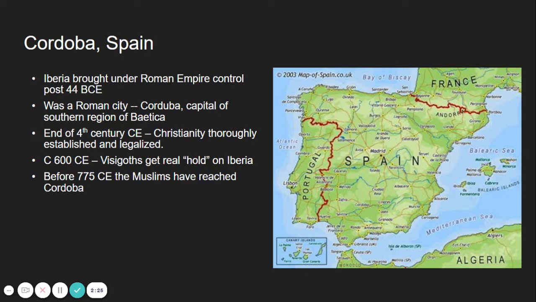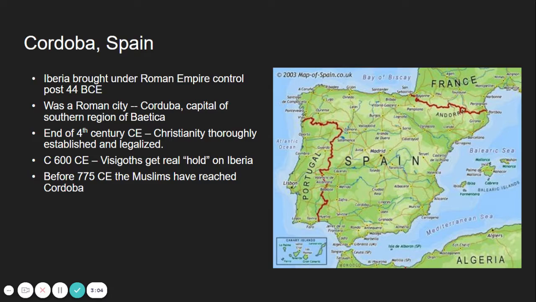So, a little bit about Cordoba. It is down here, you see my mouse on the southern region of Spain. Originally it existed during the Roman Empire, and at the time it was called Cordoba, and it was the capital of the southern region of Baetica, partially because, as you can see, it's on a river, so it's very accessible. Just things to keep in mind: by the end of the 4th century, Christianity was thoroughly established and legalized here.